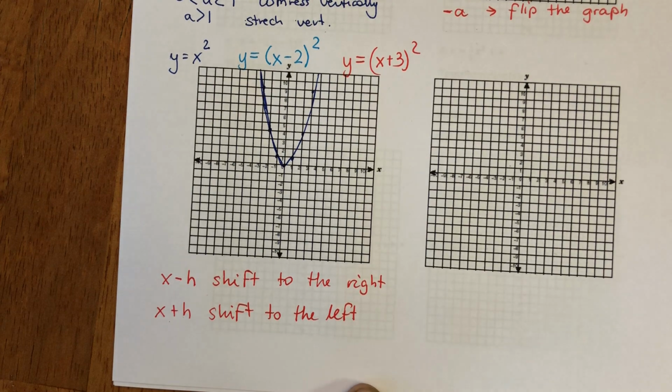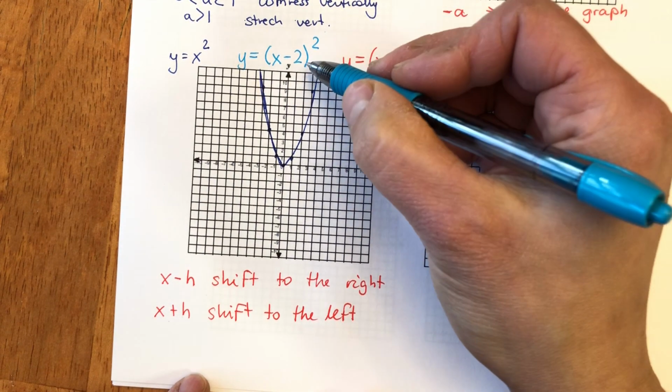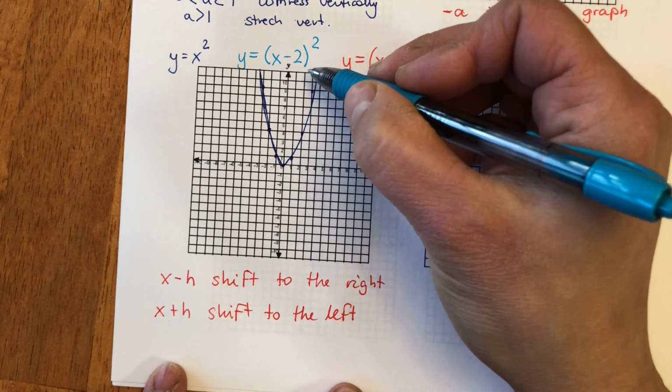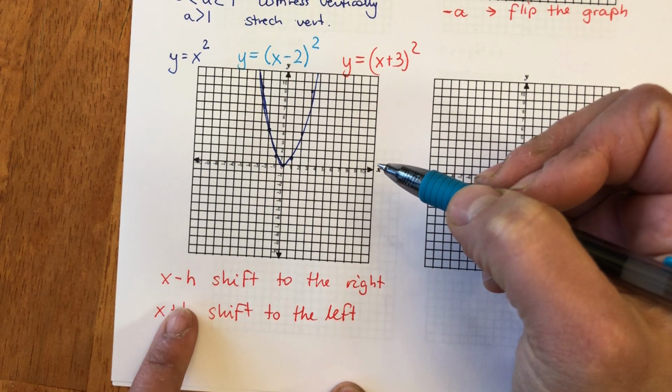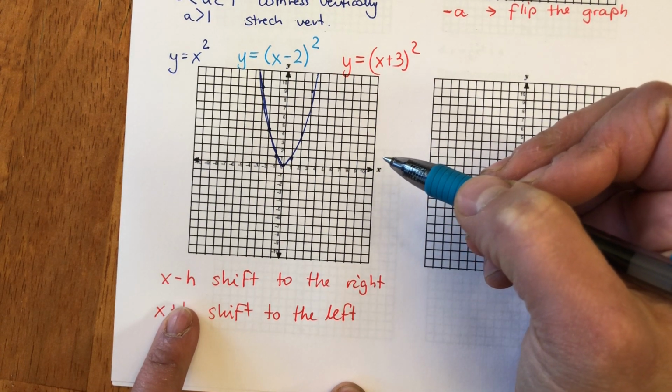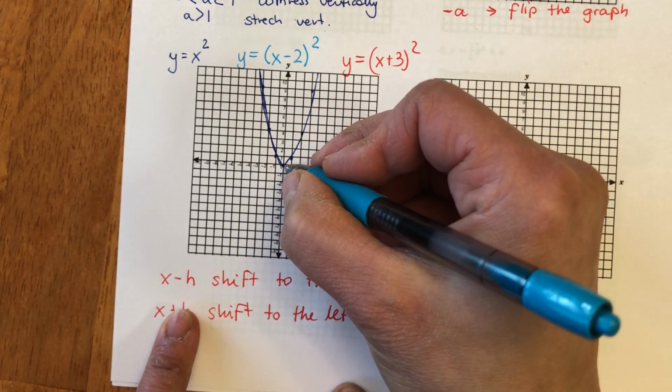This is our beautiful parabola parent graph. Now the next one, I want you to see what happens. This graph is going to be moved because I am subtracting. Our graph is going to be shifted to the right. So again, subtraction is shifted to the right.